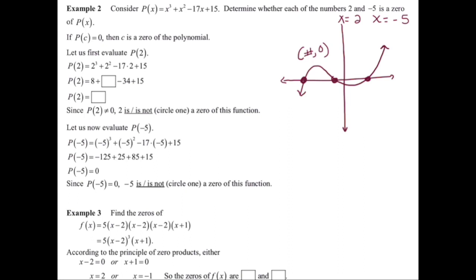So let's try out 2 in our function here. 2 cubed plus 2 squared minus 17 times 2 plus 15 is 8 plus 4 minus 34 plus 15. Oops, 8 plus 4, excuse me.